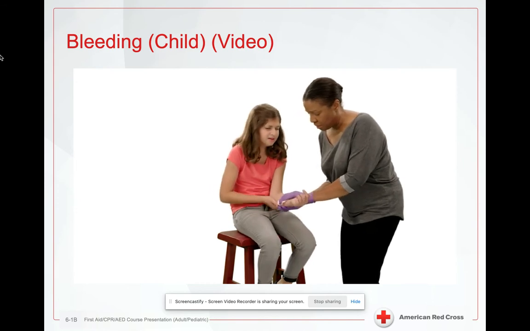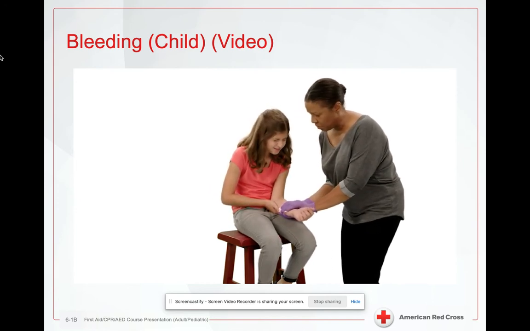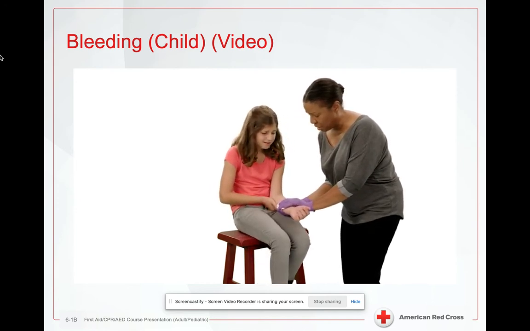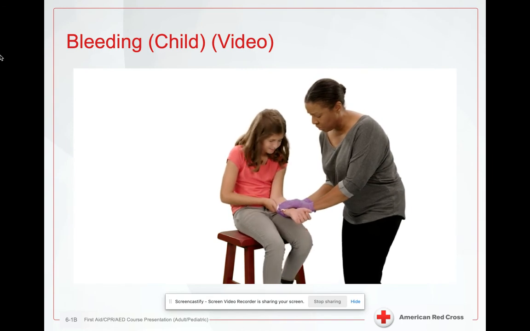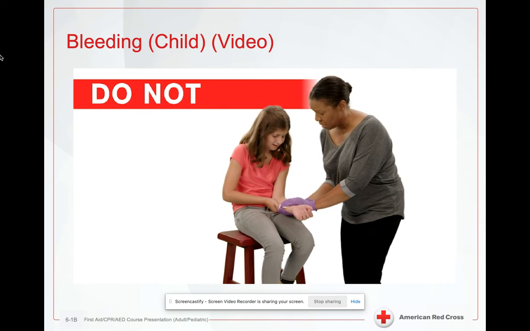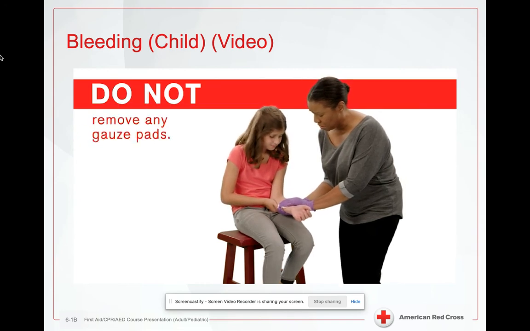If blood soaks through the first gauze pad, put another one on top and press harder to apply more direct pressure. We're a good team. Yes, we are. Good job. It may take several minutes for bleeding to stop. Do not remove any gauze pads. I know it hurts. I know.